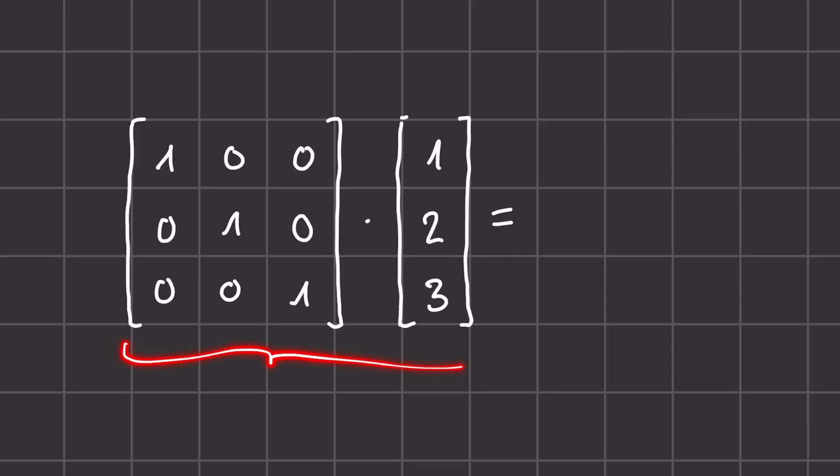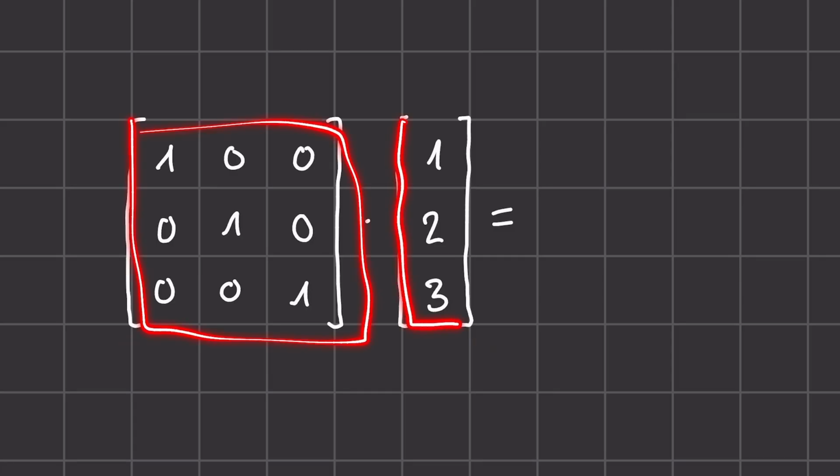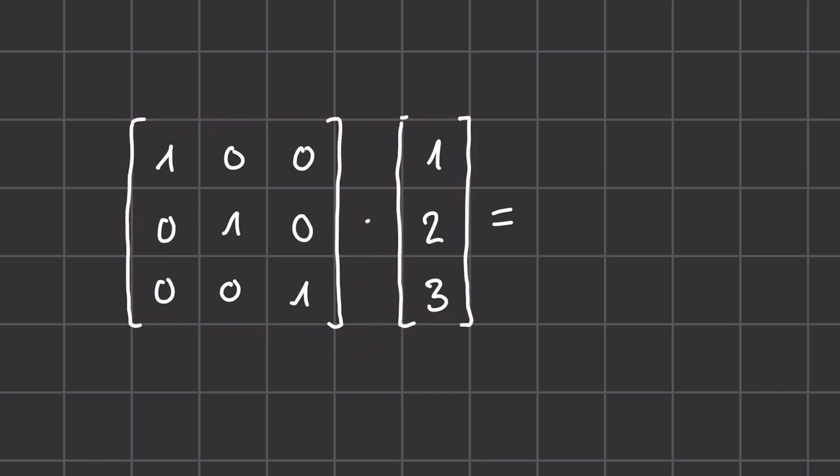Here we have a matrix multiplication of our identity matrix and the vector 1, 2, 3. We know that our left-hand side matrix has size 3x3 and our vector on the right side has size 3x1, if we consider it a matrix, so our output will then have the size 3x1 as well.